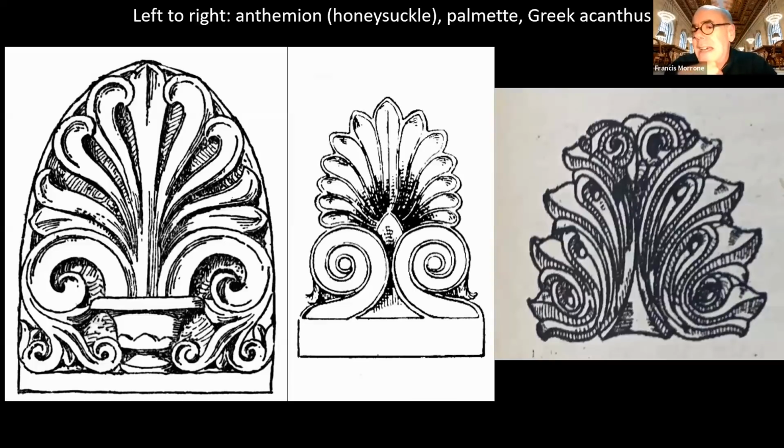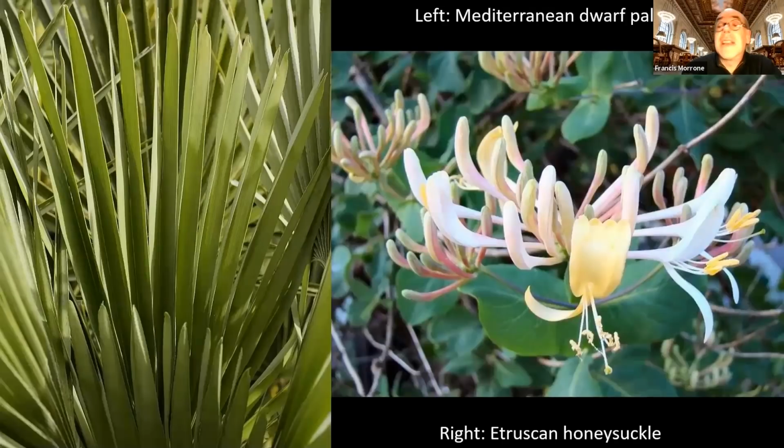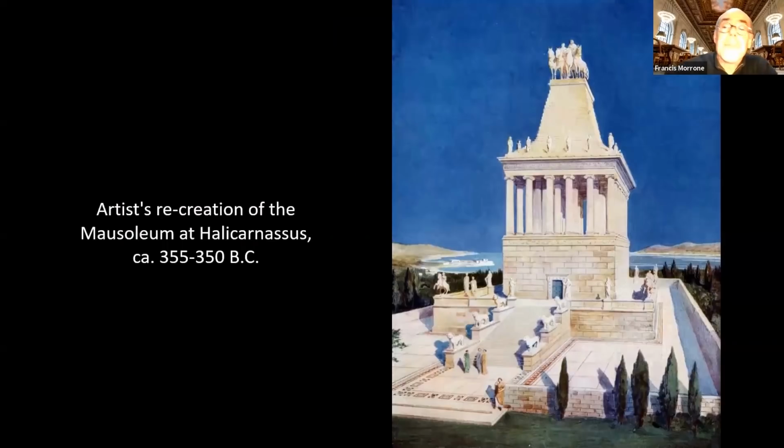Acanthus is a Mediterranean plant. The Greeks rendered acanthus a little bit differently from the Romans, a little bit differently from the Italians of the Renaissance, but acanthus it all is, and it has been said that there is nothing that is more distinctive to Western art and architecture than the acanthus leaf. We see it everywhere, but I will talk about it more next week. And to make my point, a Mediterranean dwarf palm on the left with the leaves outward spreading, and an Etruscan honeysuckle on the right with the inward turning.